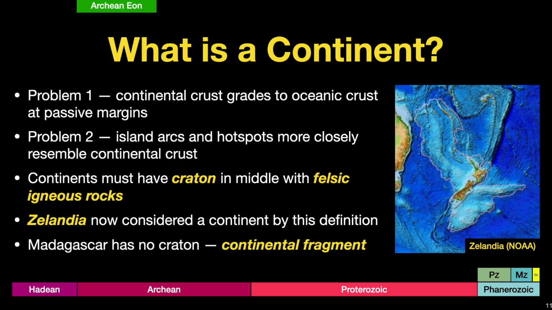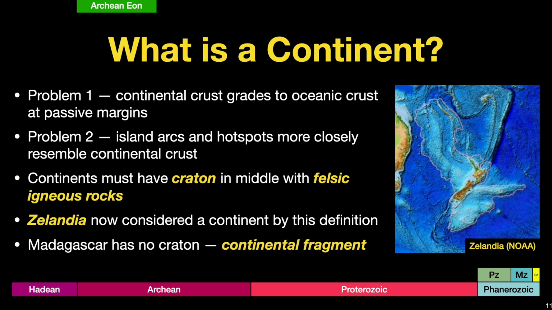A second problem arises when we look at island arcs. For example, the Aleutians or the Marianas Islands or the Lesser Antilles, South Sandwich Islands. When we look at these, as well as hotspots like Hawaii, Easter Island, and places like that, these oceanic island arcs and hotspots resemble continental crust a lot closer than resembling mafic oceanic crust.